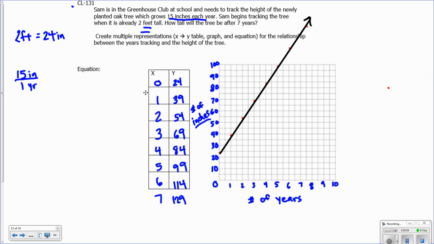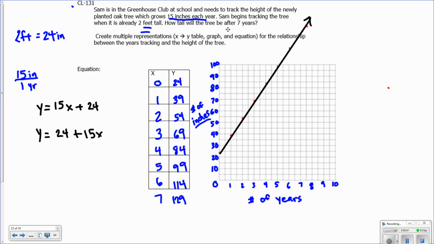And we're going to have here our equation. We're going to say y is going to equal our slope, which is 15 inches per year, so 15 times the number of years that have gone by. And we need to remember here that we started out with 24 inches. Some of you may write y equals 24 plus 15x. Either one of those is completely appropriate there. This one actually might even make more sense because you're putting down what you started with first.